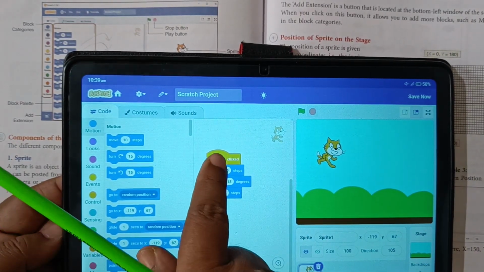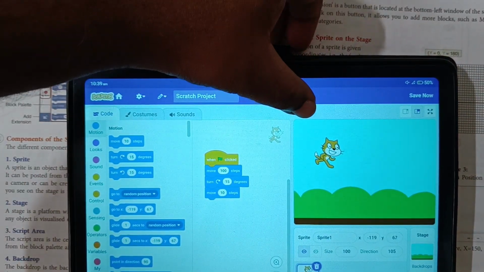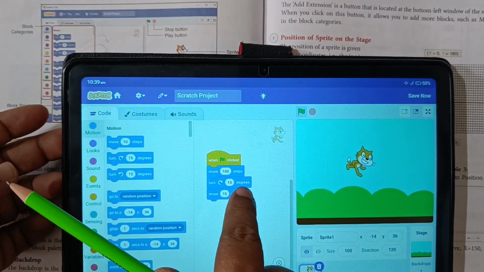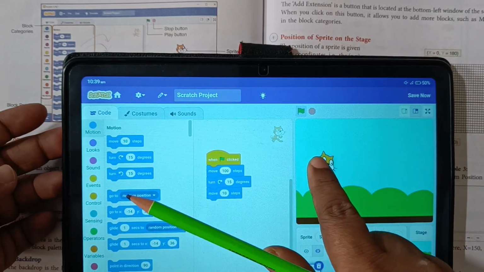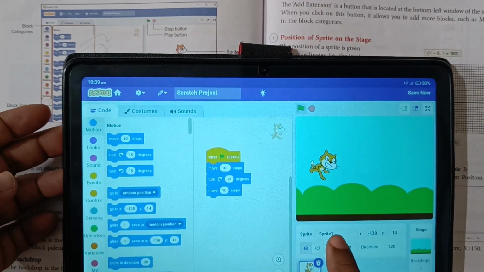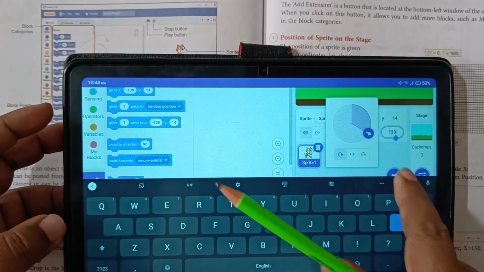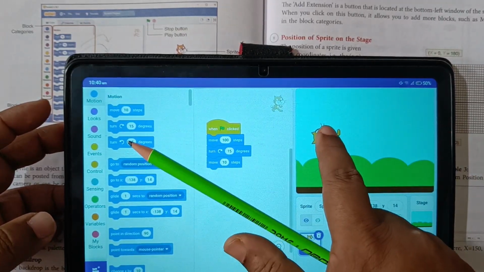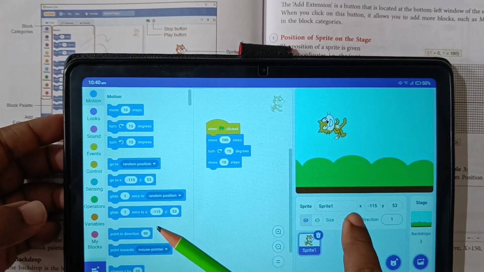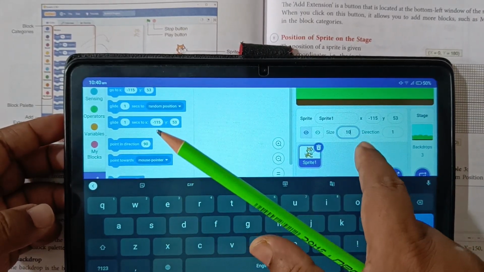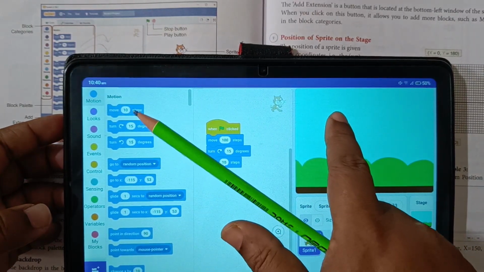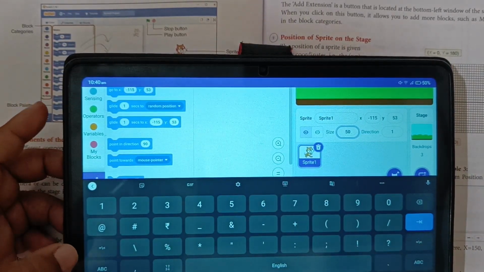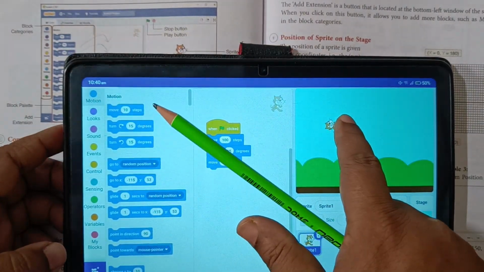Suppose this is the sprite. Now when I am playing the start button, see, it is moving, and then it is again changing by 15 degrees and again moving by 10 steps. Now you can change the direction as well to 0. See, this is how you can change the direction. The size of the sprite can also be changed. Suppose I am choosing, see, the size has gone very small. Now let me choose 50 size. Then this is the size.